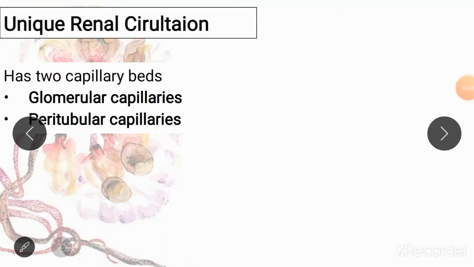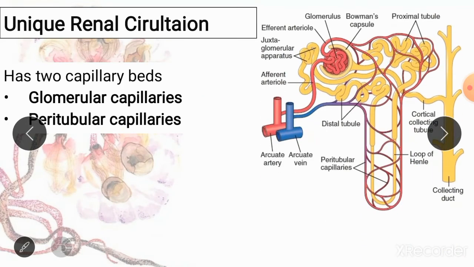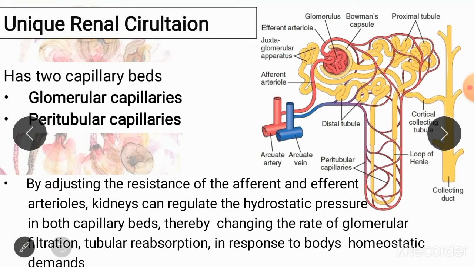So to sum it up, your kidney has a unique circulation because it has two capillary beds, and these are the glomerular capillaries and the peritubular capillaries, and you can see them here in the figure. I have already explained to you what their arrangement and function are. An important point is that by adjusting the resistance within the afferent arteriole and the efferent arteriole, you can control or alter the hydrostatic pressure within the glomerular capillaries. And by controlling the hydrostatic pressure in the glomerular capillaries, you can control the filtration which takes place from the glomerulus into the Bowman's capsule.